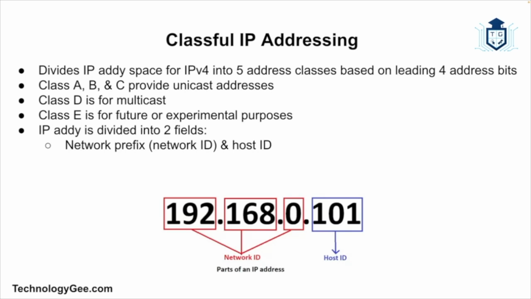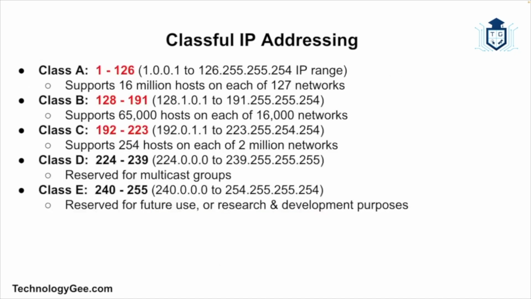And an IP address is divided into 2 fields. You got a network prefix, which is your network ID, and then you have your host ID. And what separates the network ID from the host ID depends on whether the address is a class A, B, or C address. And here's what class A, B, C, D, and E look like broken down.